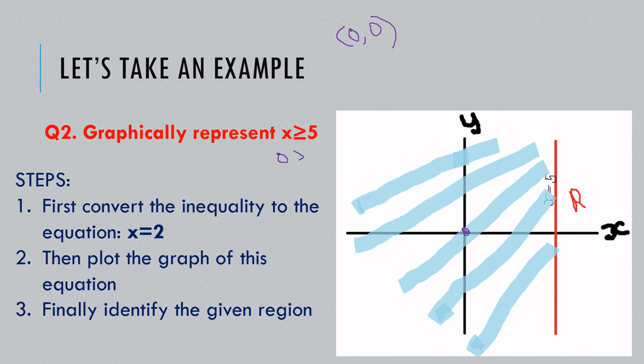Is 0 greater than or equal to 5? This is false. So yes, this lies in the unwanted region. So you have to shade this part, everything on the left of this. Just see, you are shading left of it. Let's move on. Cool? Easy.